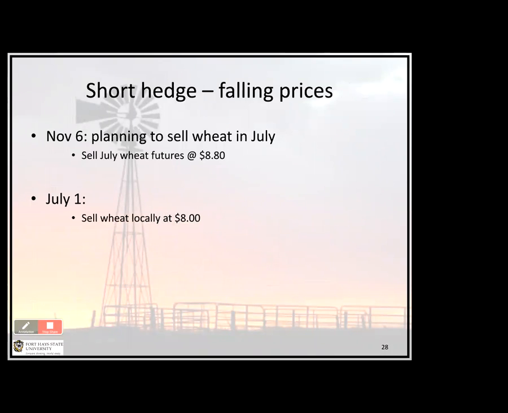On July 1st, so I'm fast forwarding the clock, we're harvesting now. It's harvest time. We're pulling across the scales, dumping our truck, and the cash price is $8. So I sell for $8. I buy back futures for $8.20. What's basis on July 1st?